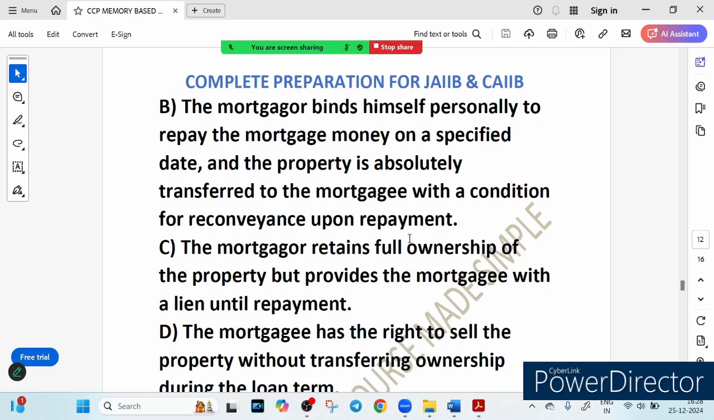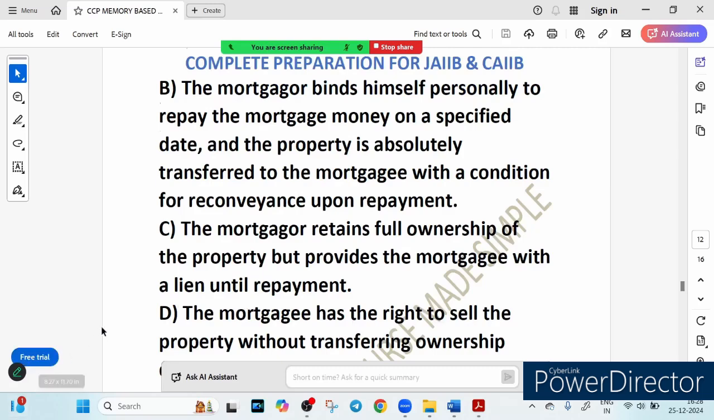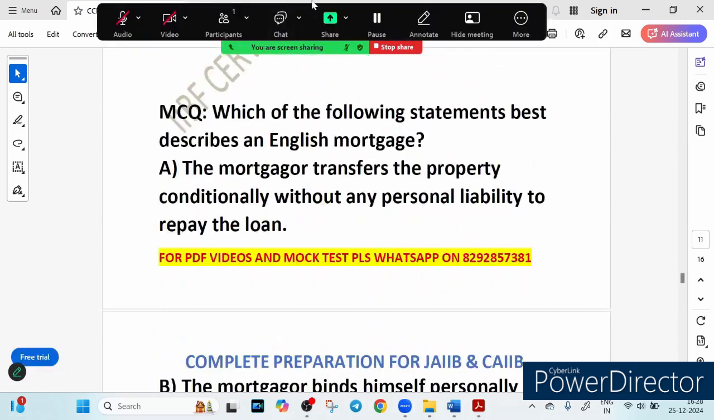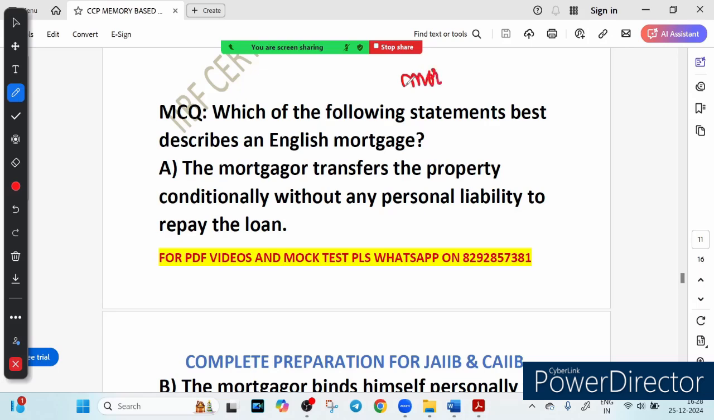Option C: the mortgagor retained full ownership of the property but provides the mortgagee with a lien until repayment. Option D said that the mortgagee has the right to sell the property without transferring ownership during the loan term. So tell me which statement best describes an English mortgage? So first thing, English mortgage is one of the traditional forms of mortgage. It is unique in the fact that the first is the mortgagor, right. So mortgagor means borrower.